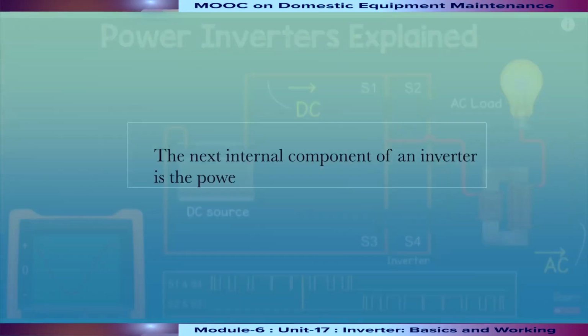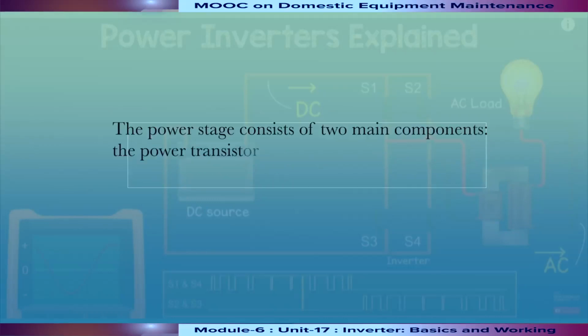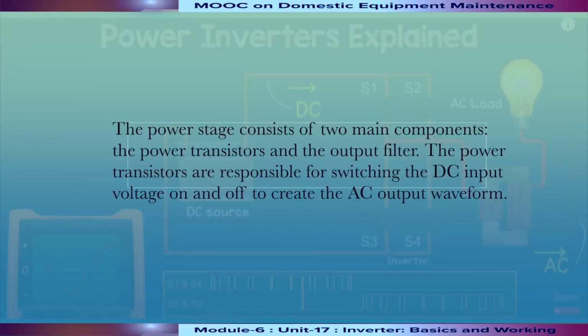The next internal component of an inverter is the power stage. The power stage consists of two main components, the power transistors and the output filter. The power transistors are responsible for switching the DC input voltage on and off to create the AC output waveform.